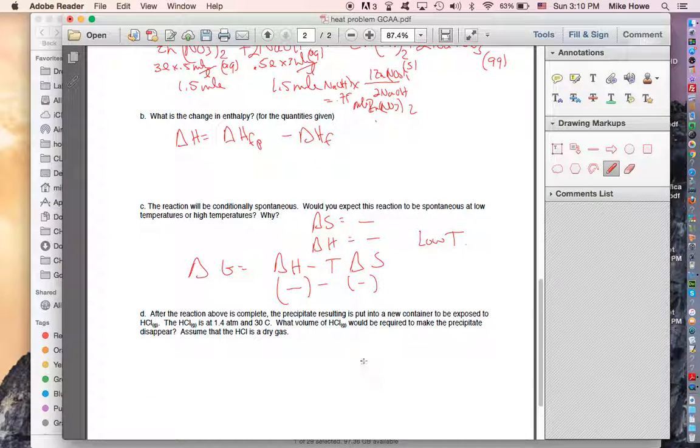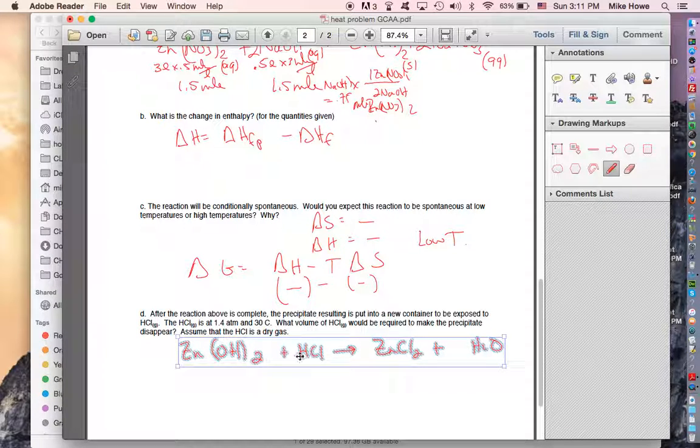Okay, after the reaction is complete, the precipitate resulting is put into a new container to be exposed to HCl. The precipitate was zinc hydroxide, so that. And we combine that with HCl, and we get zinc chloride plus water. Okay, is this balanced? No, I don't think so. So we got to put a 2 in front of H2O. We got to put a 2 here, and then you got to put a 2 in here also.